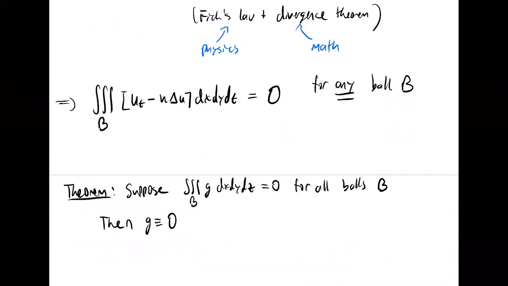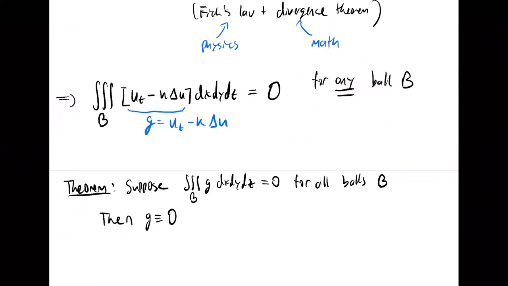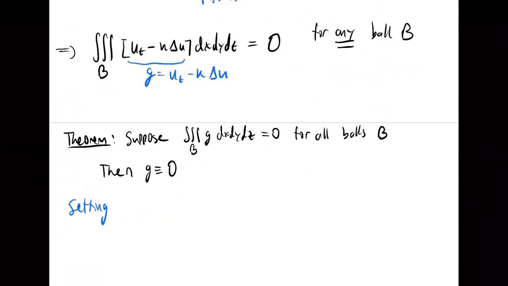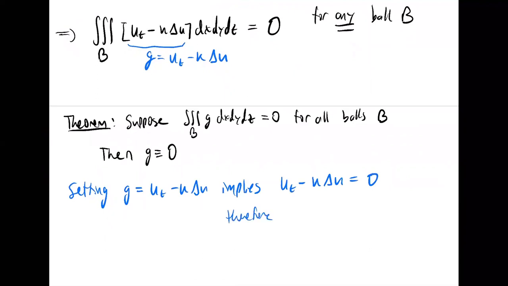And so what we're going to do is apply this theorem to the function g, which is going to be the difference here. Well, we just derived using the discussion from before that if I integrate this function over any ball, then I always get 0. And so as a consequence of this theorem, the term inside the integral above has to be 0. So setting g equals ut minus k Laplacian u implies that ut minus k Laplacian u has to equal 0. And so therefore, we get the diffusion equation: ut is this constant k times the Laplacian of u.